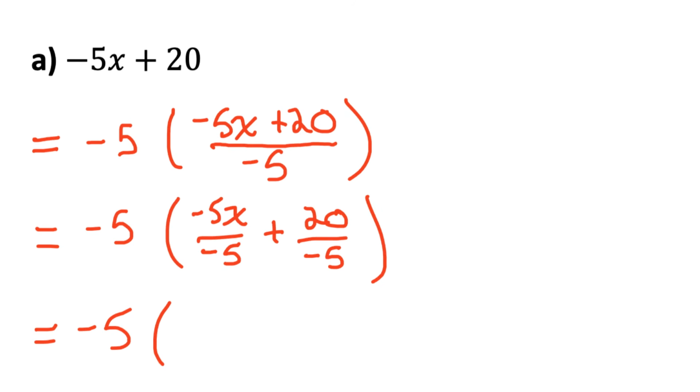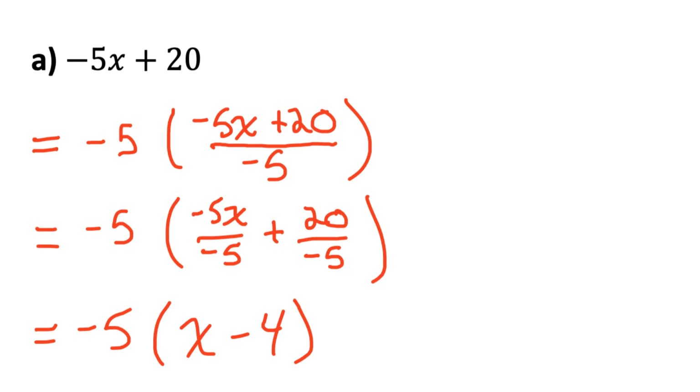We strategically chose that so that would happen. The first term divided by negative 5, negative 5x divided by negative 5 is 1x, and 20 divided by negative 5 is negative 4. Notice negative 5 times (x minus 4) is equivalent to our original expression, negative 5x plus 20, but it's now written as a product of two factors. It's now in factored form.